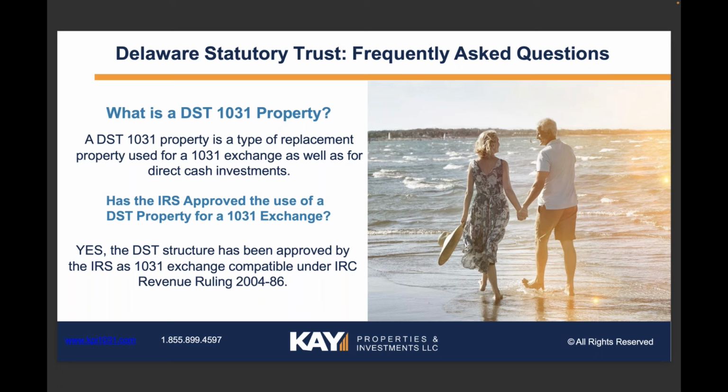Has the IRS approved the use of a DST property for a 1031 exchange? The answer is yes. The DST structure has been approved by the IRS as 1031 exchange compatible, and that was under IRC Revenue Ruling 2004-86. So 2004-86 was the ruling whereby the IRS said, yes, a properly structured DST will indeed qualify for like-kind purposes for 1031 exchange. And there was a handful of DSTs that were used back then.